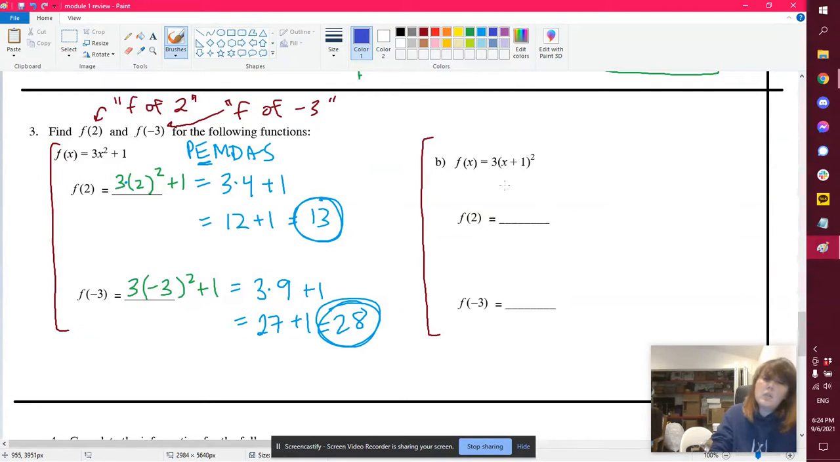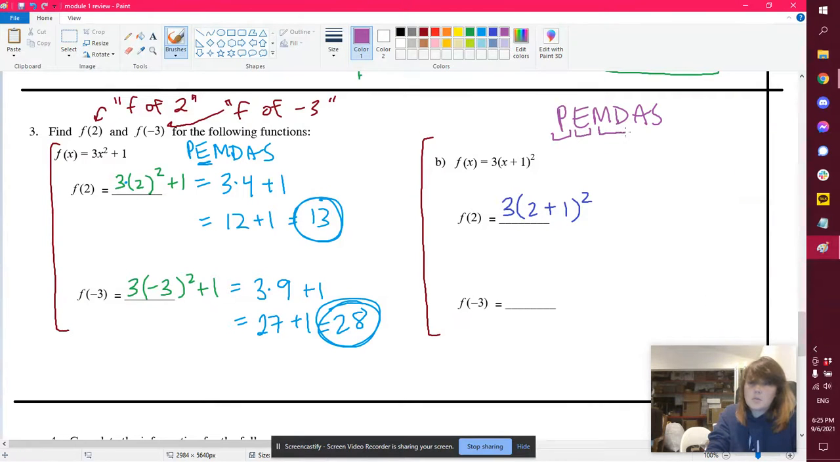Again, another one. Okay, so f of 2 for this new function. Again, we're going to plug in the 2 first. Our setup is complete. Now we look at PEMDAS: parentheses, exponents, multiplication and division, and addition and subtraction. We actually do have parentheses in this one. We want to do the 2 plus 1 first. Now we want to do the exponents, the 3 squared, and now we want to do the multiplication.